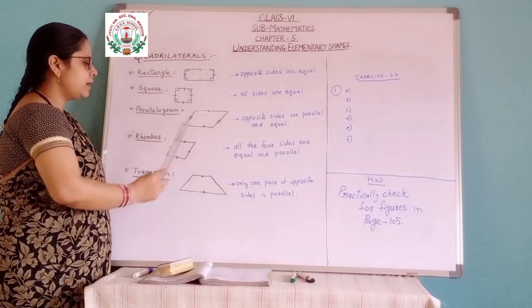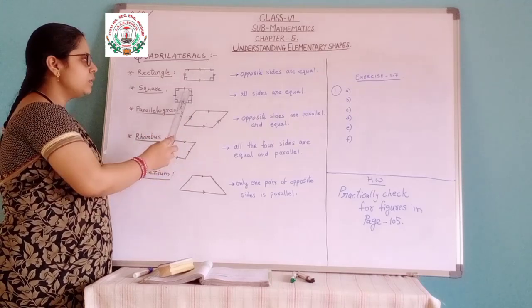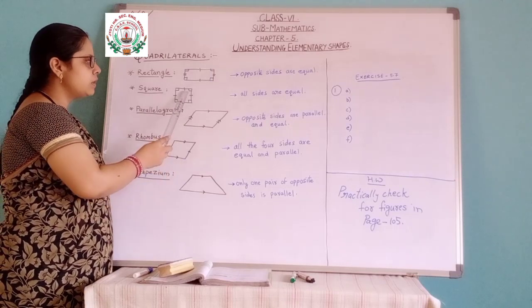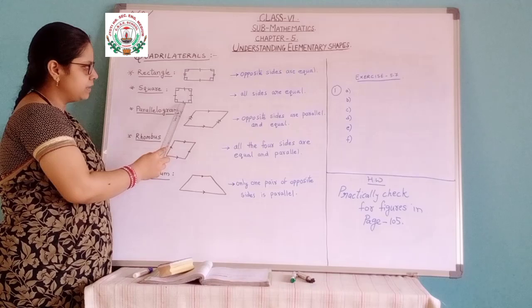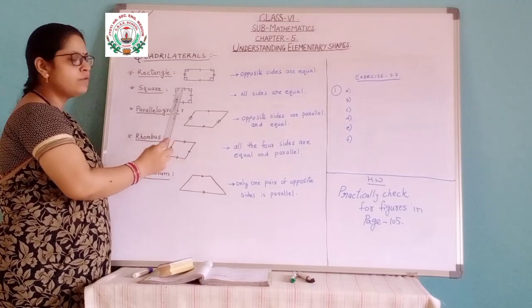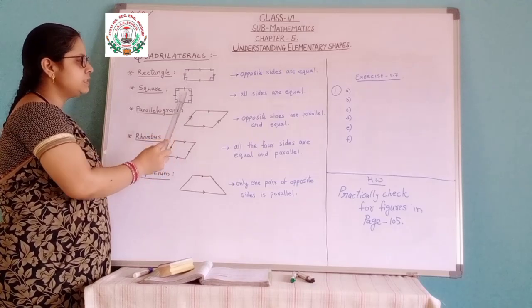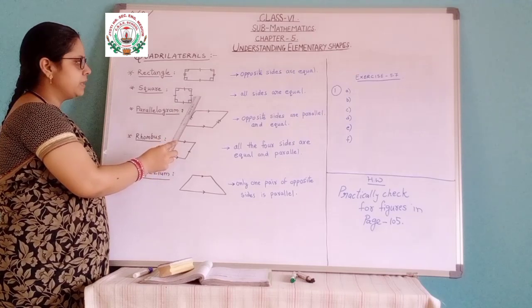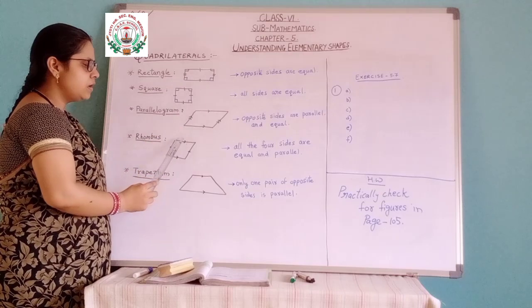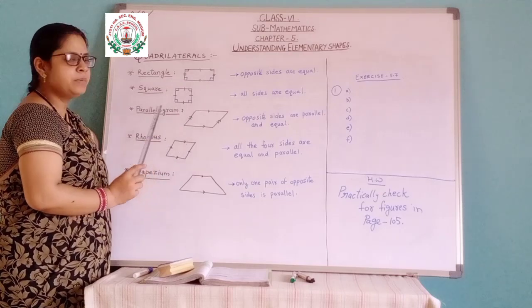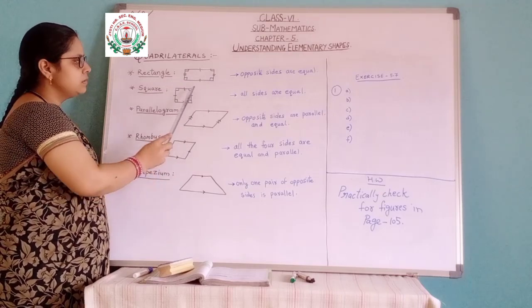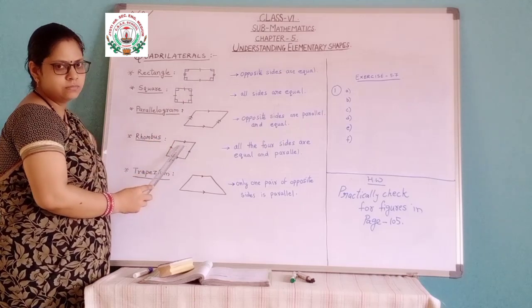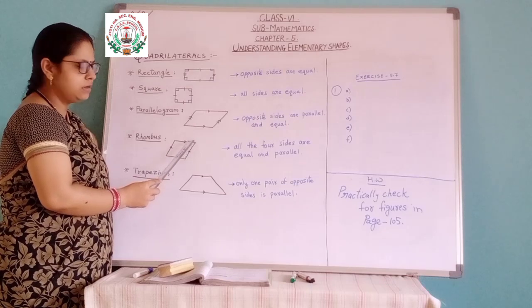Now square and rhombus. What is the difference? All the sides are equal here also. Here also the opposite sides are parallel. This one side, this is the other side, they are parallel. This one side, this one side, they are also parallel. And all the four sides are equal. But the major difference between these two is, in a square the corner angles are 90 degrees. Here that is not the condition. Any other angle it can be.